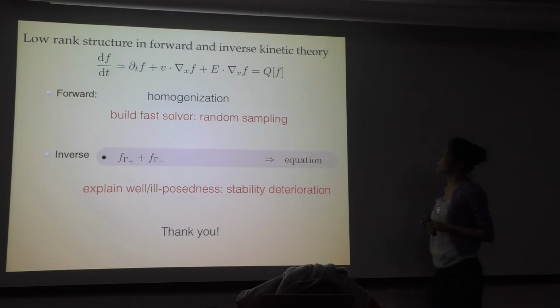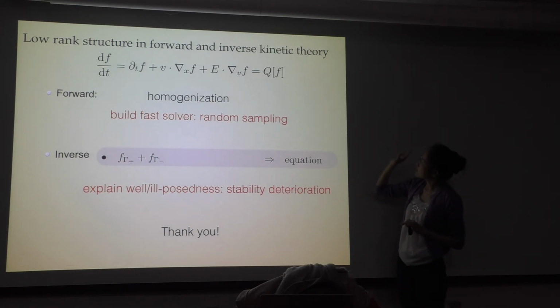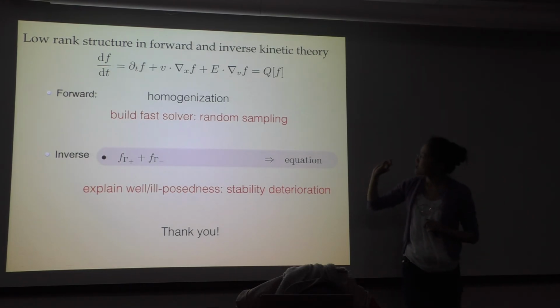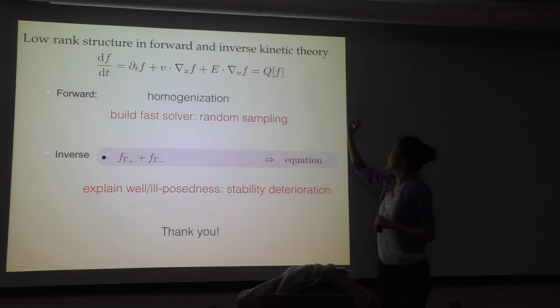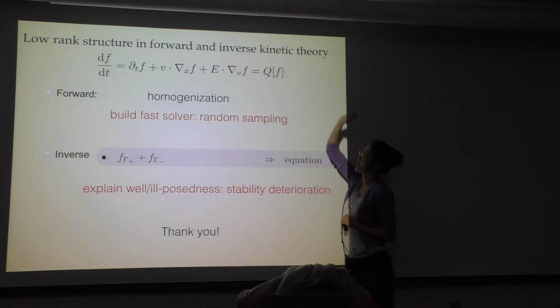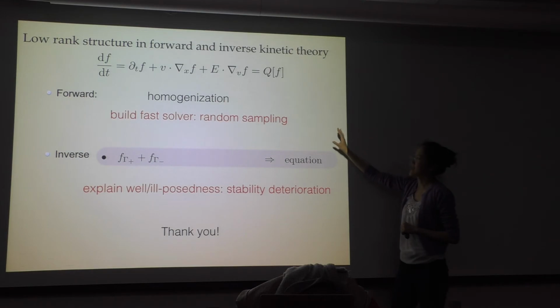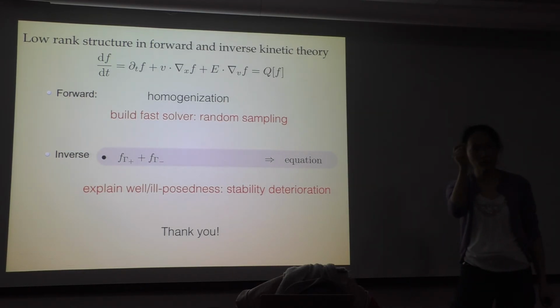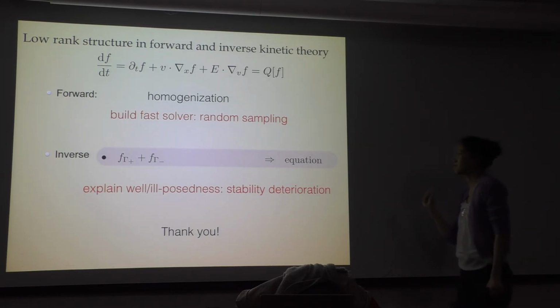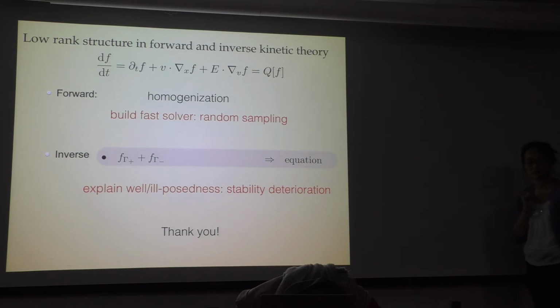Let me quickly wrap up. In this talk, I talked about the low-rank structure in the forward setting and the inverse setting of kinetic equations. My kinetic equation, roughly speaking, can be classified into this one. In the forward setting, I'm saying this equation can be homogenized. You have this small parameter to tune, and when it is small, you can compress your information. You can delete lots of degrees of freedom, which advances your computation using the random fashion.